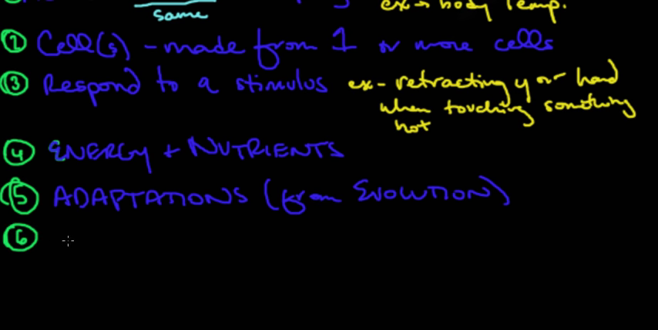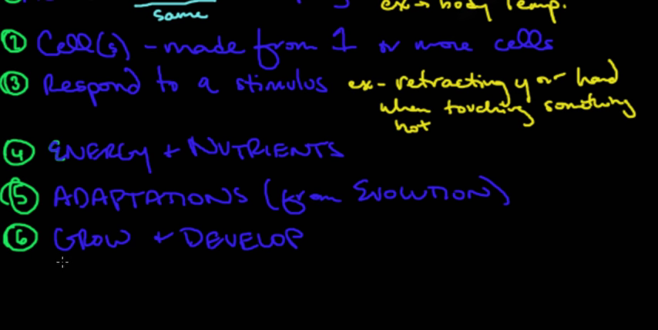Number 6 is grow and develop. Growing just means, and I want you to write this down, grow means to make more cells. Develop means to change. I'm going to write this down here.